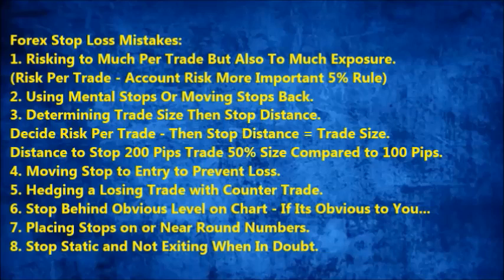You don't see it as just risk per trade. You see it as account risk. It's more important. And I put the 5% rule. Now, the 5% rule is basically this. Your account exposure, if everything goes wrong, is 5%. So you can have one trade of 5% or two of 2.5 each. It doesn't matter. You can have 5 of 1. But 5% is the maximum you should have.